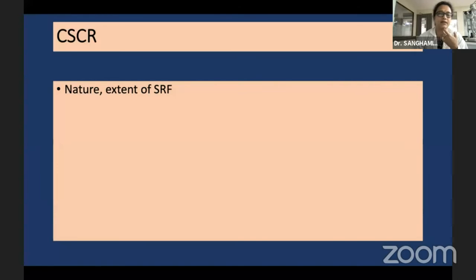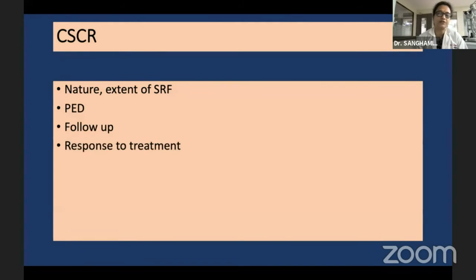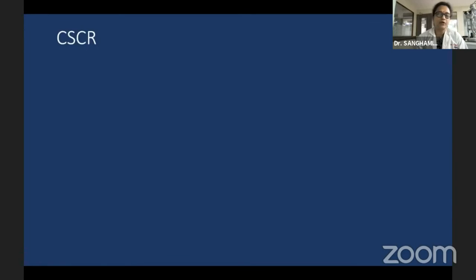In case of central serous retinopathy, it tells us about the nature and extent of the SRF, if there is presence of PED, follow-up of the patient, response to treatment, and any complications that arise in a chronic CSR, whether it may be foveal atrophy, or in case of a long-standing CSR, sometimes you find a CNVM. It is also a prognosticating aid to differentiate between an acute and a chronic CSR.